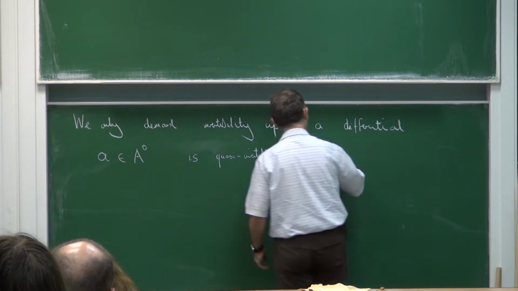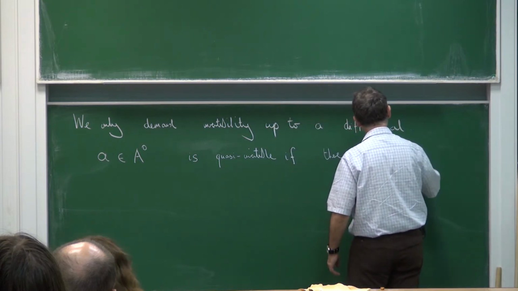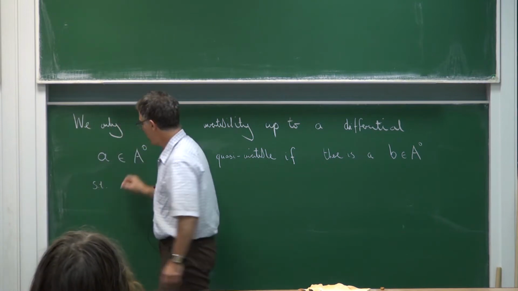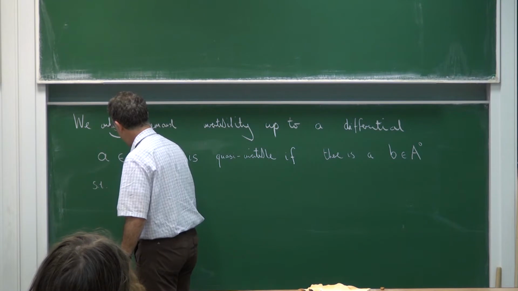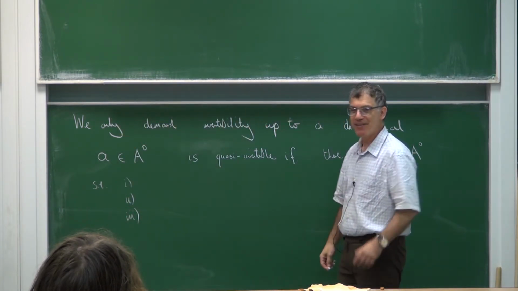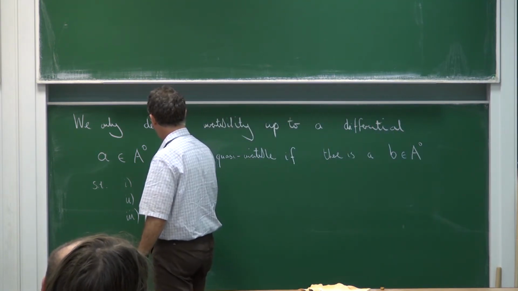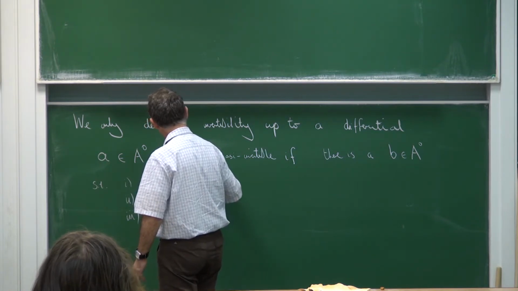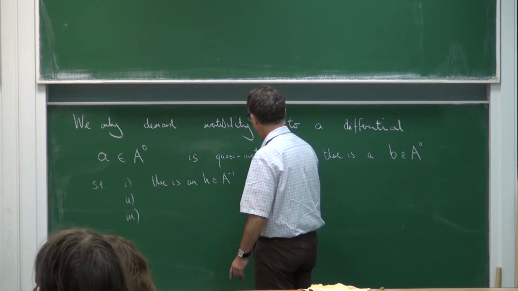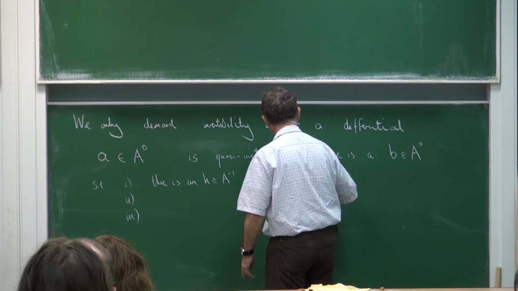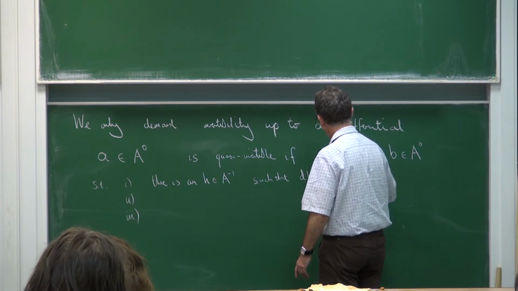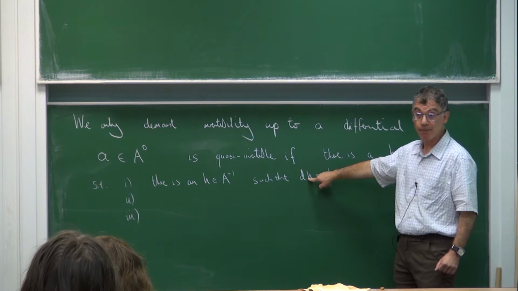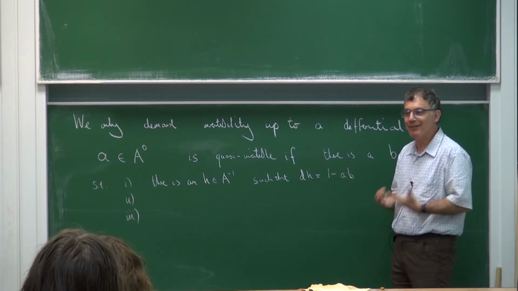The quasi-inverse I'll call B, also degree zero, such that, so there are going to be three axioms. So you may say that's too many, but we'll see. So the first axiom is there is an H in degree minus 1 such that dH equals 1 minus AB. So, although A times B isn't necessarily equal to 1, it's at least a coboundary. So it's d of something. And we think of d of something as being less important.